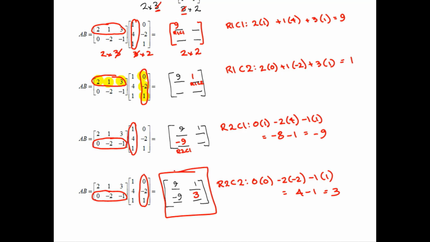So that's step by step the general idea of how we multiply two matrices after we check to make sure that they can indeed be multiplied. Let's do another example.